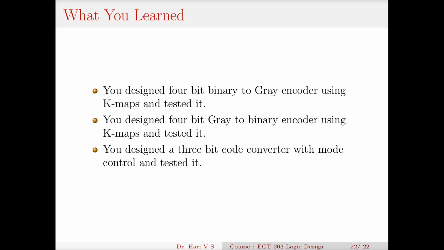So what you learned this session: you designed a 4-bit binary to gray converter using K-maps and tested it. Then you designed a 4-bit gray to binary converter using K-maps and tested that. Then you designed a 3-bit code converter with mode control and you tested that. And that is the end of this session.